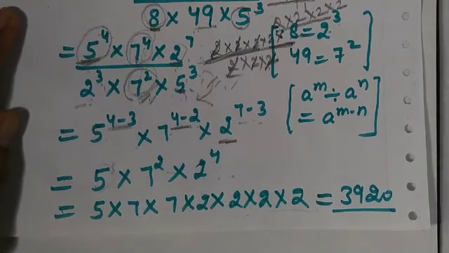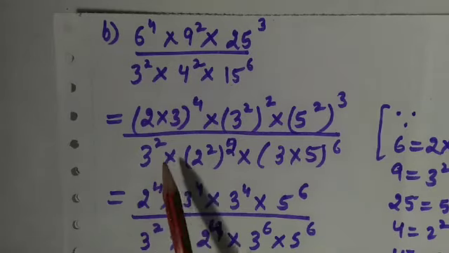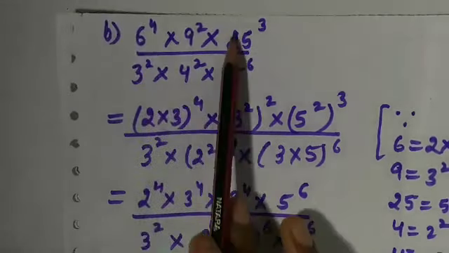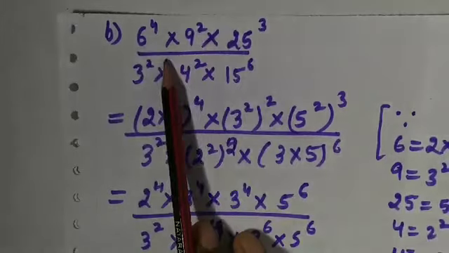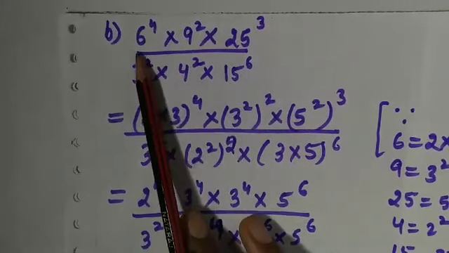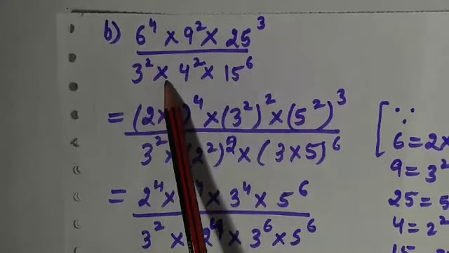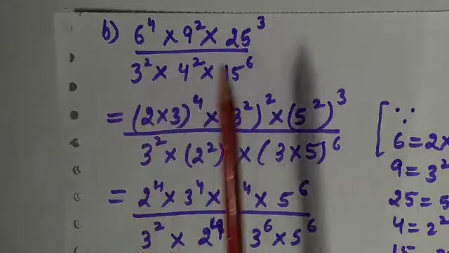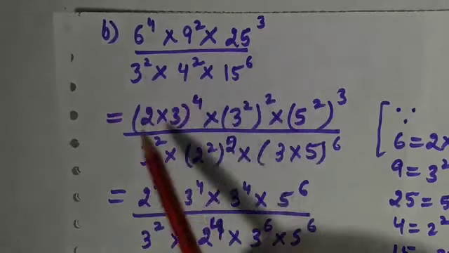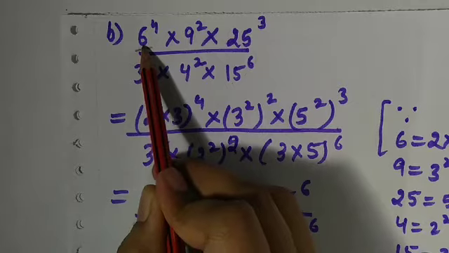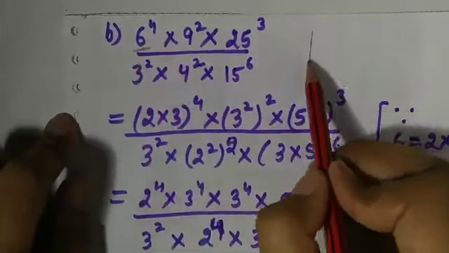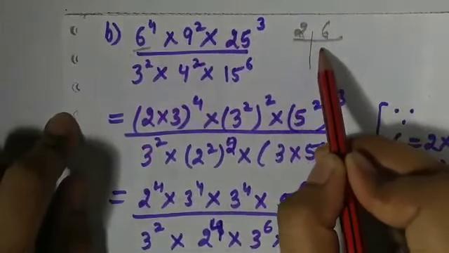Now come to B part. In the B part we have to evaluate the value of this expression. So this is 6 to the power 4. This is the expression given. First step, convert each number into powers of prime. Here 6 is not prime, so I will take the prime factorization of 6, and that is, first it gets divided by 3.